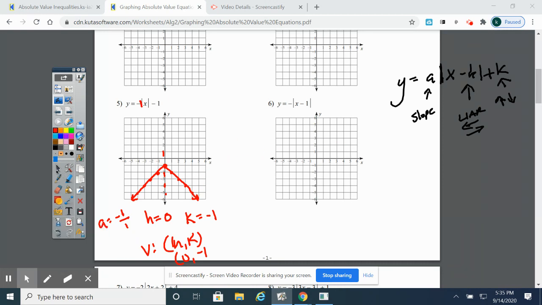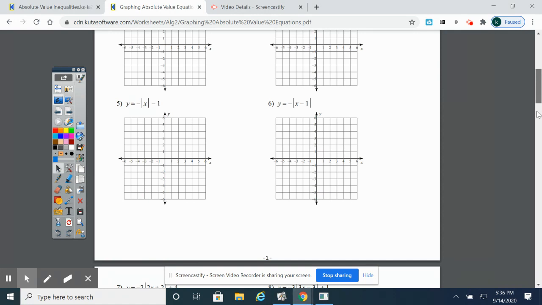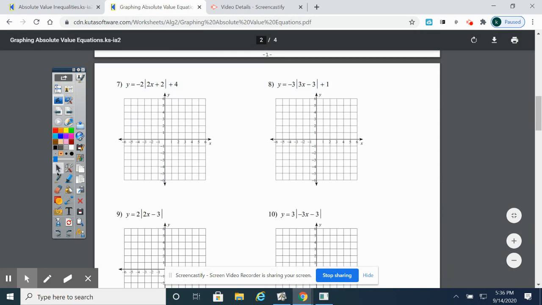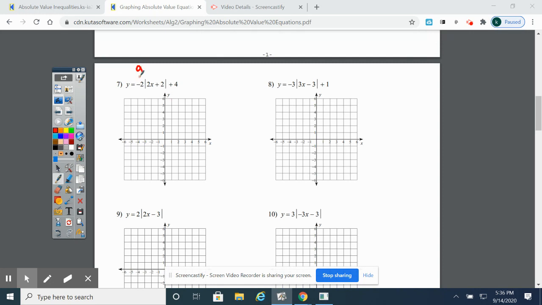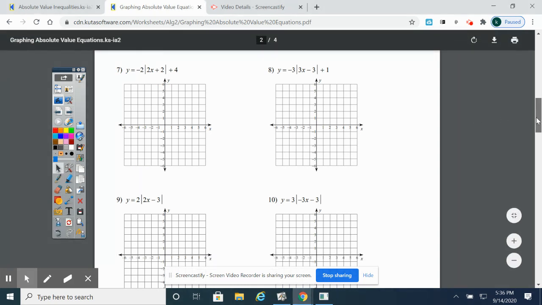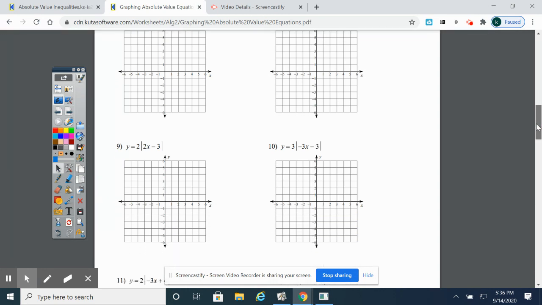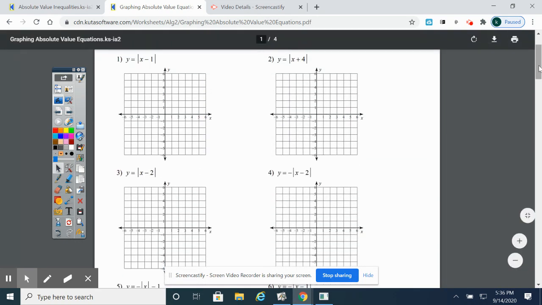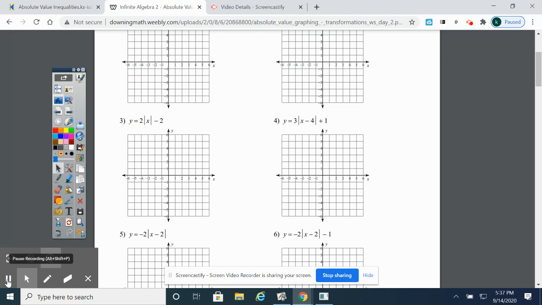Okay, let's do it again. Let's use A, H, and K to draw the picture down here for number 7. All right, so there's the A value. A is negative 2. Remember, we can turn that into a fraction by putting it over 1. So we're going down 2, right 1. Oh, you know what? This is a bad example for now. Let me give you one that's closer to what we talked about.